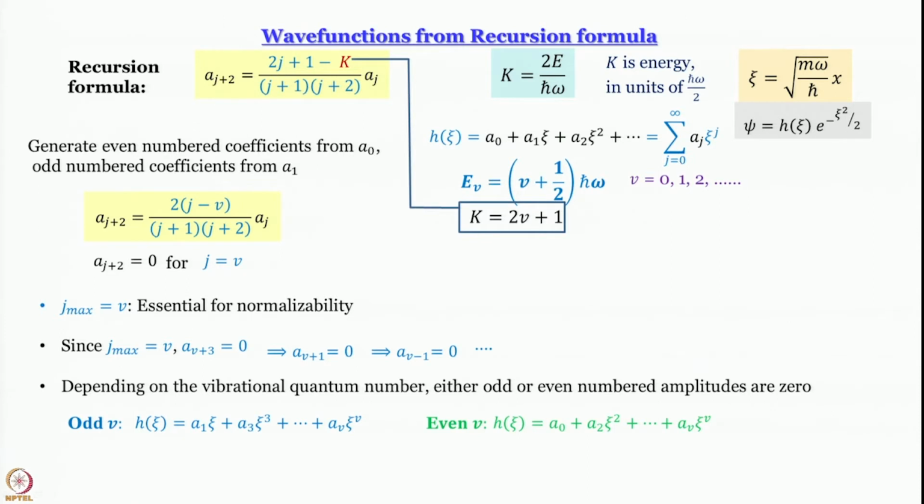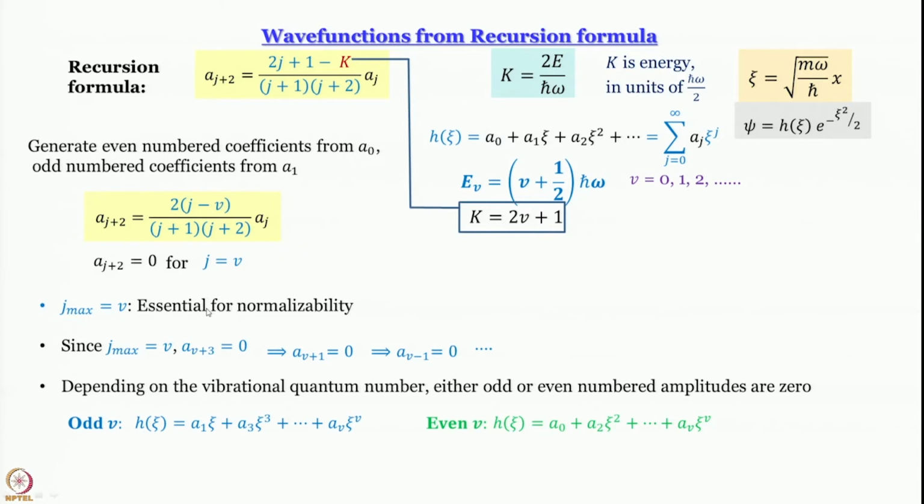Suppose your v equal to 5, that means you have to sum from j equal to 0, 1, 2, 3, 4, 5, that is enough. You do not have to go to j equal to 5,32,097. That is the meaning of j max equal to v.